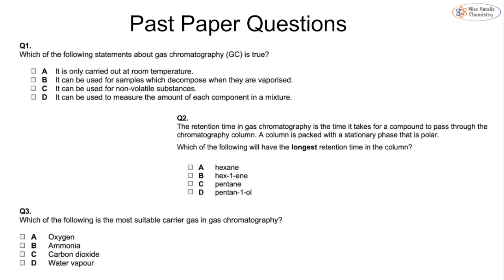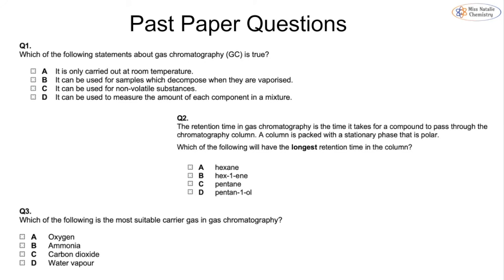So let's finish off by looking at some past paper questions on chromatography. So first of all, we want to know what statement of chromatography is true. So A, it can only be carried out at room temperature. B, it can be used for samples that decompose when they're vaporized. C, it can be used for non-volatile substances. Or D, it can be used to measure the amount of component in each mixture.